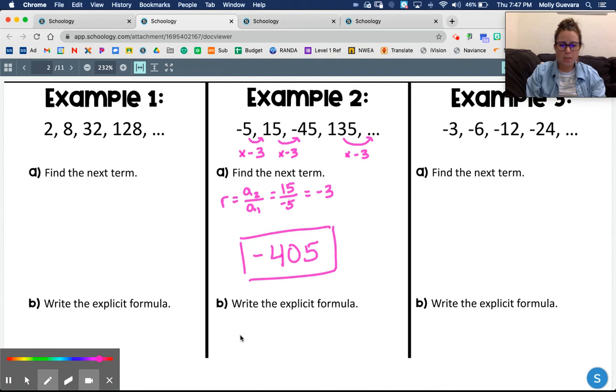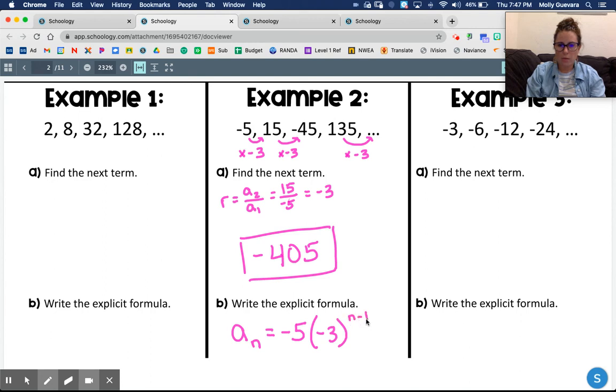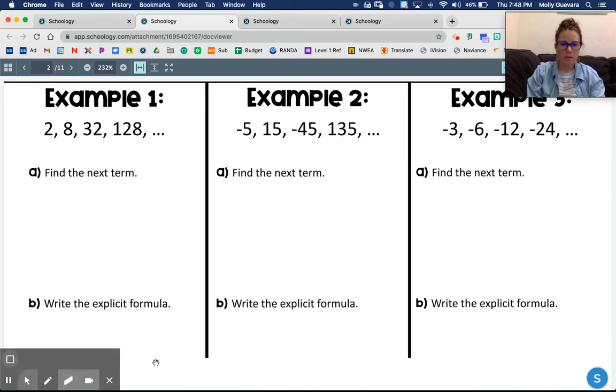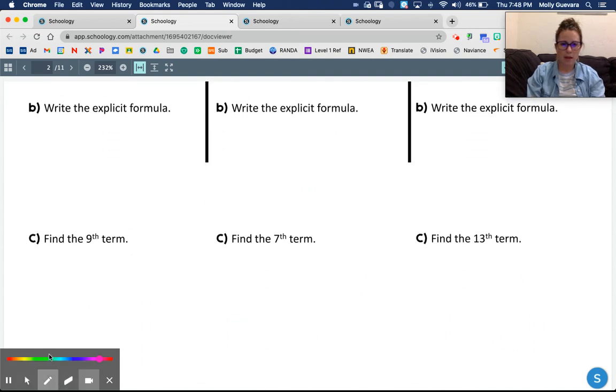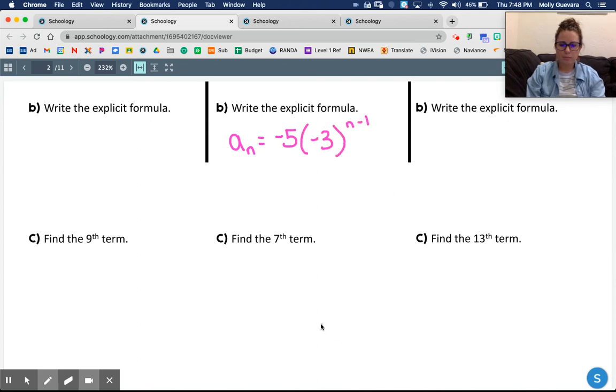Okay. The explicit formula is a sub n is equal to my first term, which is -5, times my multiplier. What am I multiplying by every time? Well, that is -3, to the n minus 1. And that is my explicit formula. Let me just scroll down here and rewrite that. So again, it was a sub n equals my first term times my common ratio to the n minus 1.